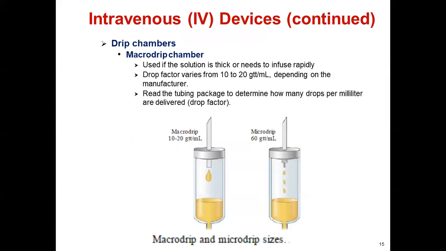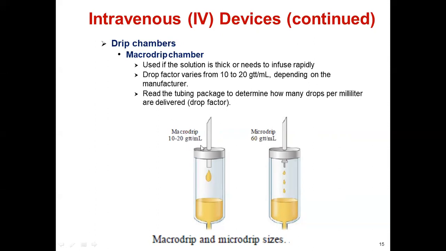Here, in the two pictures, you can see the bigger drops, and here you can see small drops. The bigger drops we call macro drops, and the small ones we call micro drops. So 1 ml contains 60 micro drops. Drops are shortly abbreviated by GTT, and for macro drops it is 10 to 20 GTT.